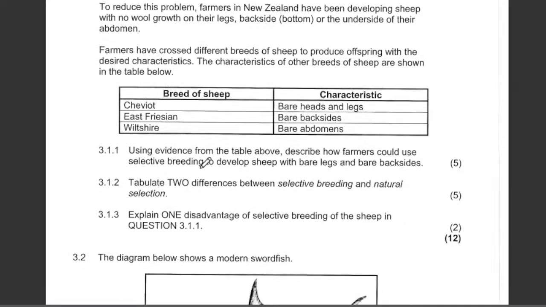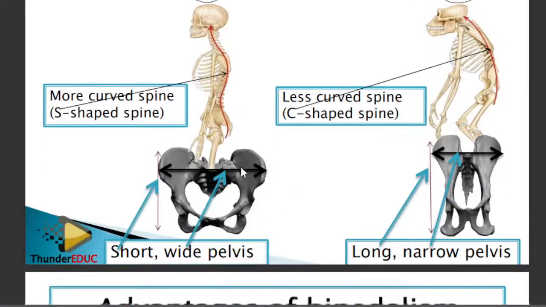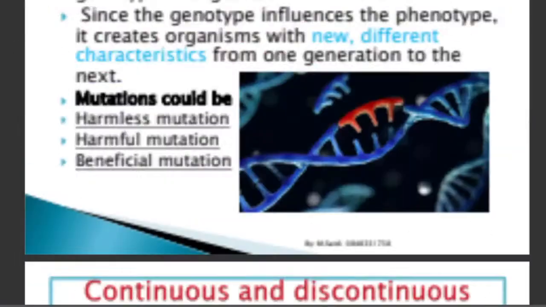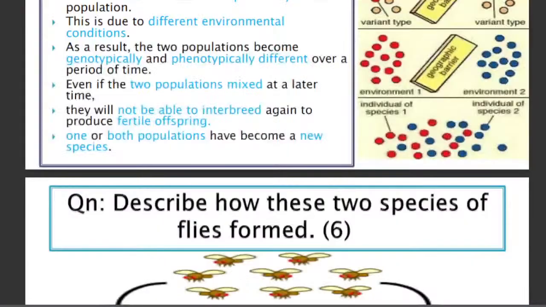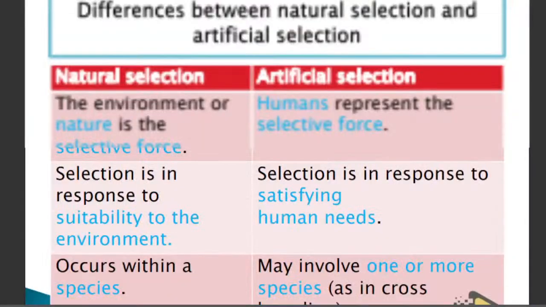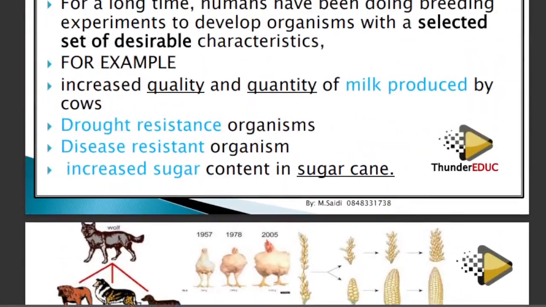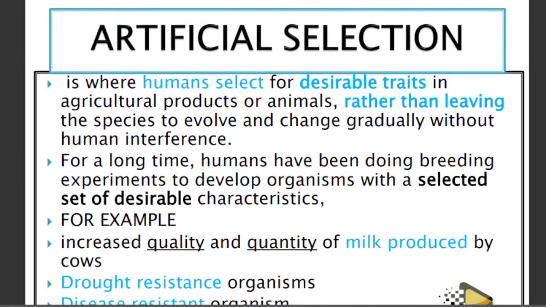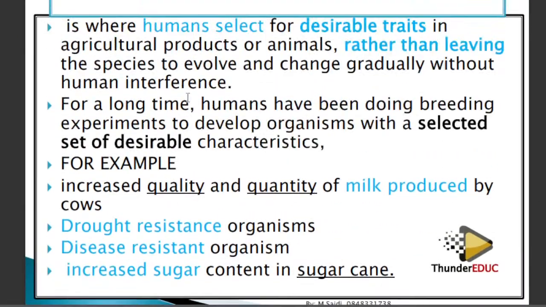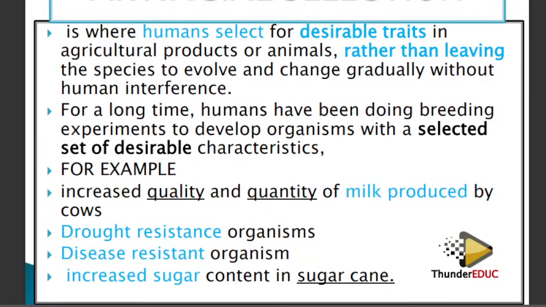Okay, they're saying to use the evidence from the table to describe how the farmer could use selective breeding to develop the sheep. So if you look at our distinction material, it shows you what exactly you're supposed to do when you are dealing with selective breeding. Yes, it's here. So yeah, there is basically what you're supposed to do.